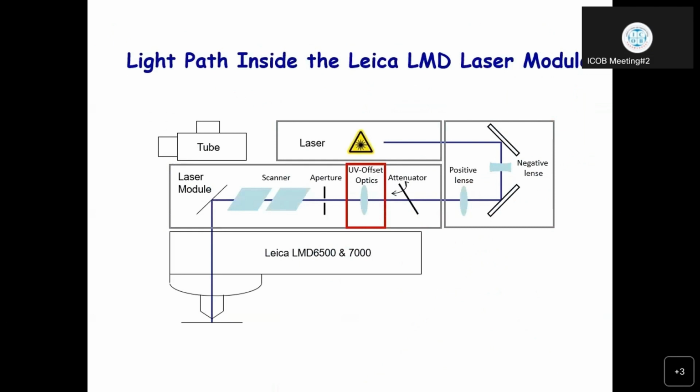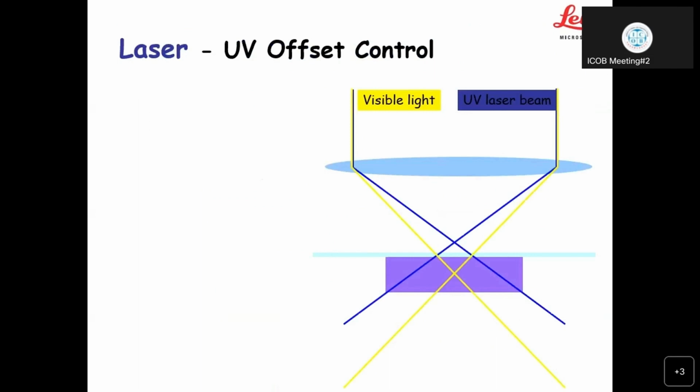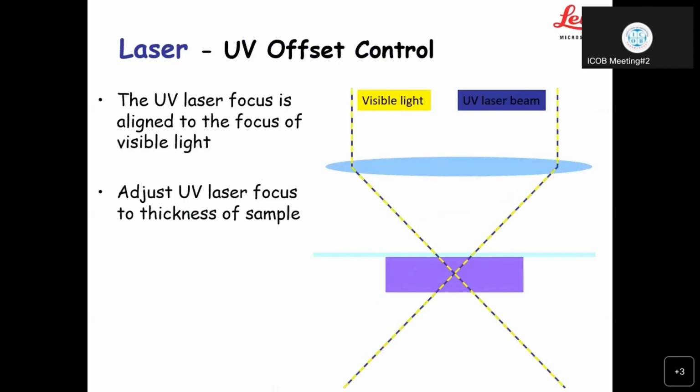For the laser offset optics, when the visible light passes through a lens, the focus position is different from the UV light. You can see the focus position of UV light is higher than the visible light. So by moving the offset lens forward and backwards, the laser focus can be moved up and down.